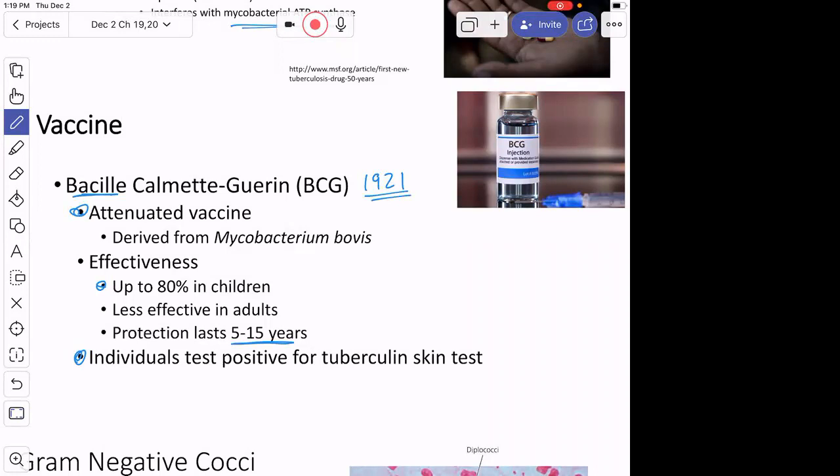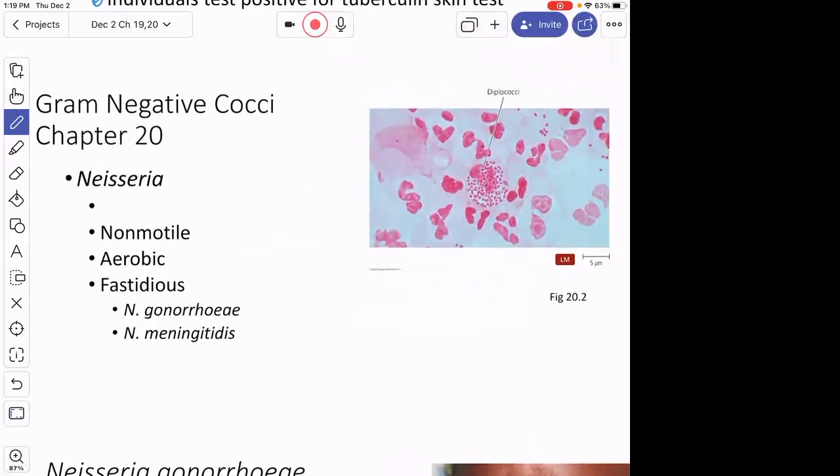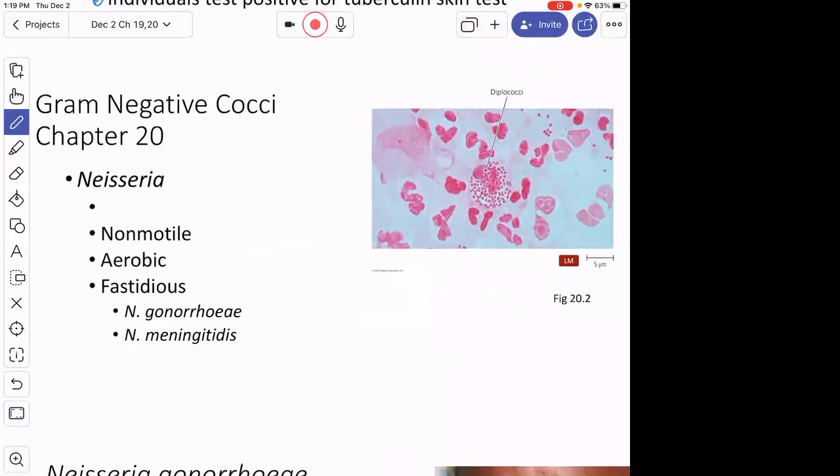All right. Any questions about tuberculosis? All right, we will move on then to chapter 20. And chapter 20 in your book talks all about gram-negative pathogens. All right, so we're going to start with a few gram-negative cocci.